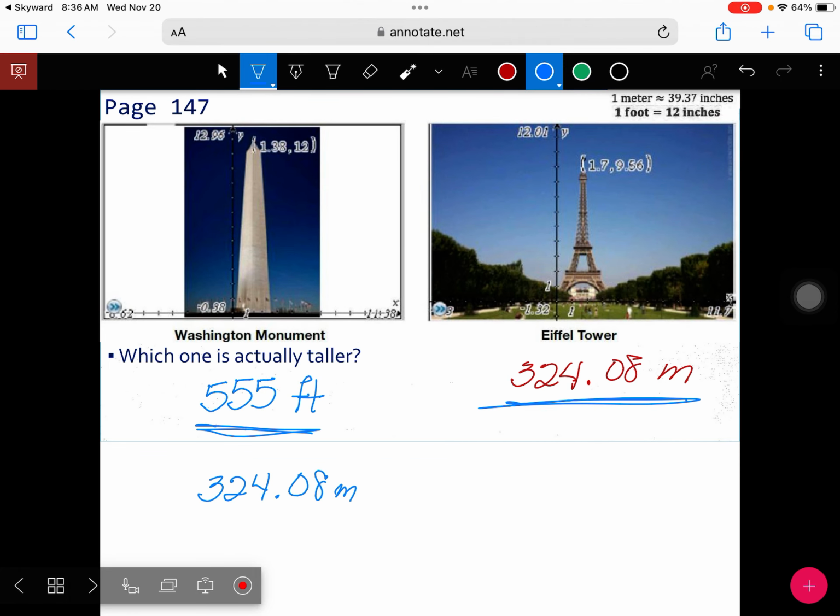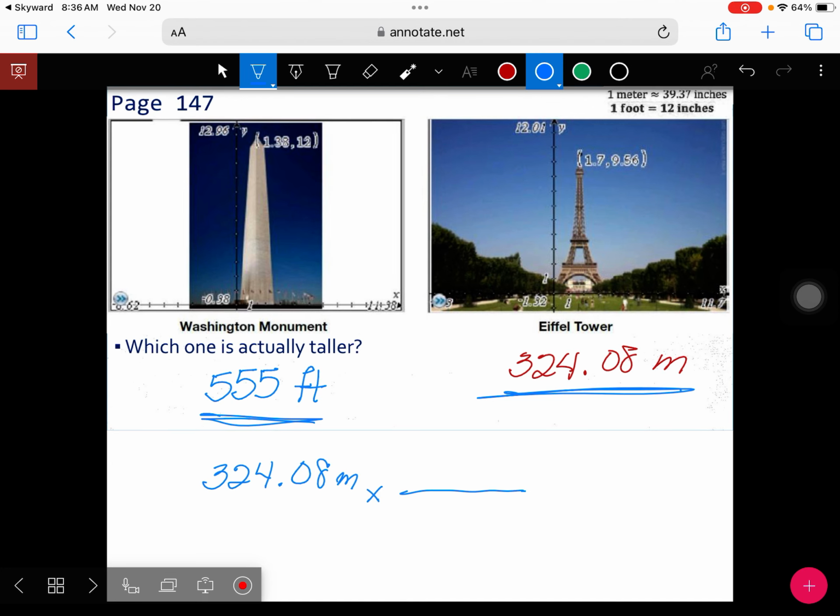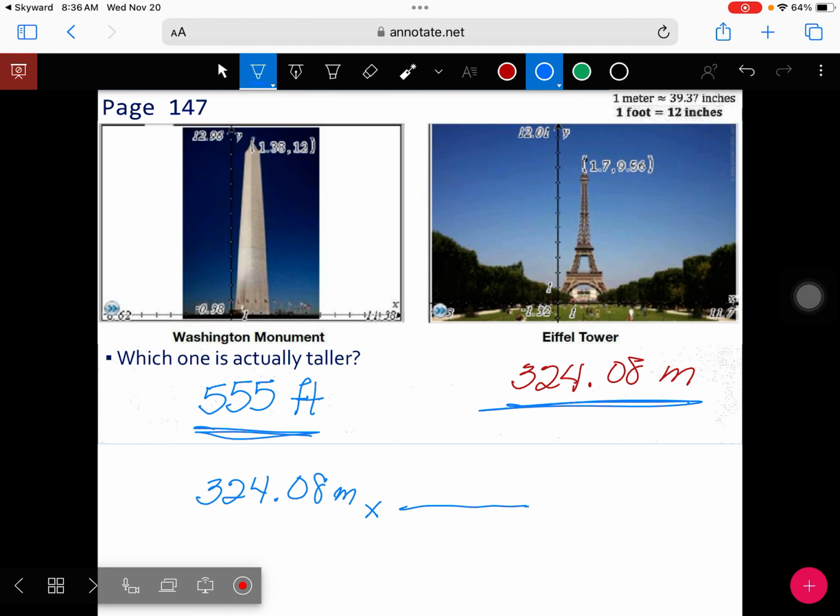So I have meters. I'm going to multiply that by an equivalent scale. So 1 meter, if my meters is on top, I want to put the meter part on the bottom. 1 meter down here is 39.37 inches. Two little apostrophes, that's the sign for inches. And if I leave it like that, that's going to leave it in terms of inches.